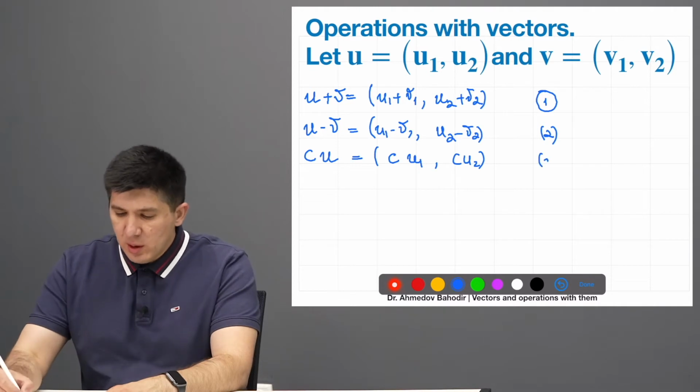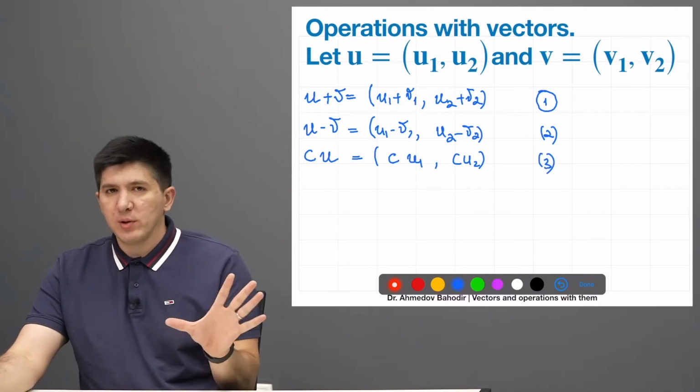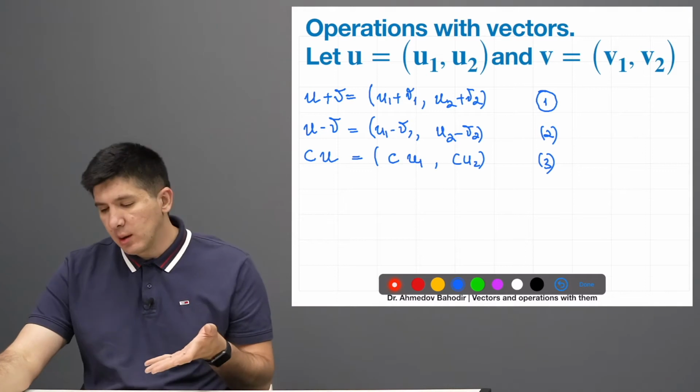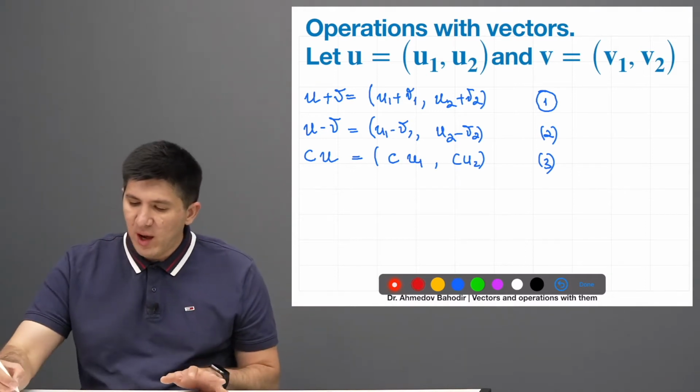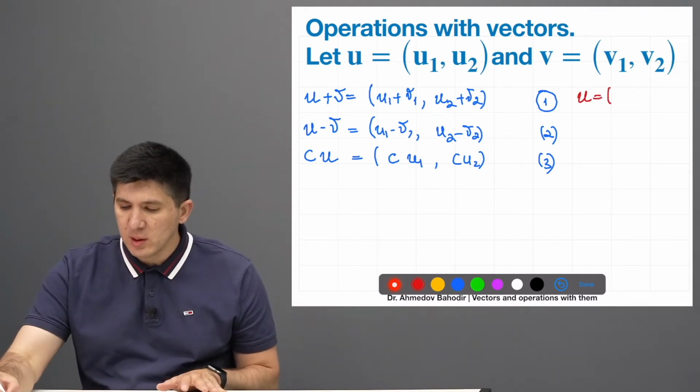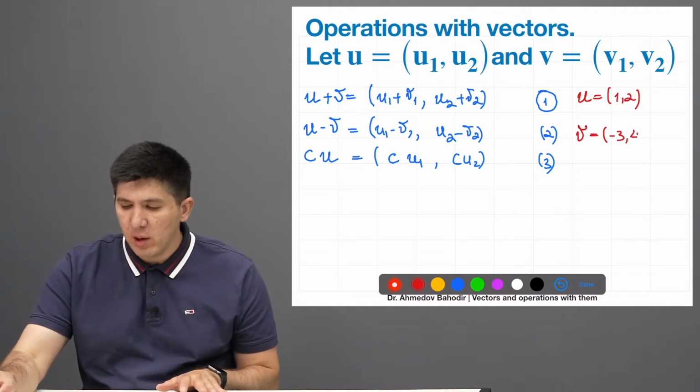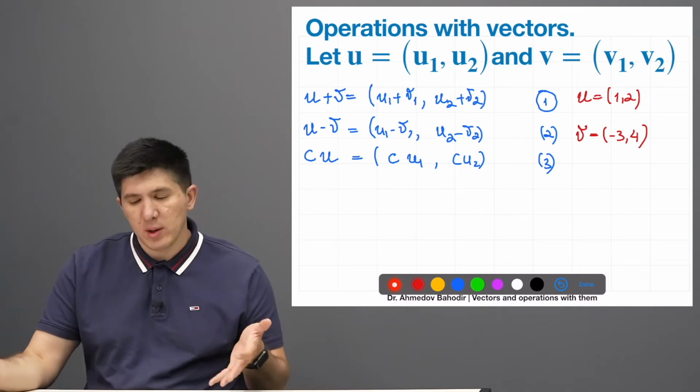So this is going to be the third operation. There are three essentially important operations over the vectors algebraically. And let's assume that you are given a vector u with the components 1 and 2, and vector v with the components -3 and 4. How do we do this operation? So let's do this together.